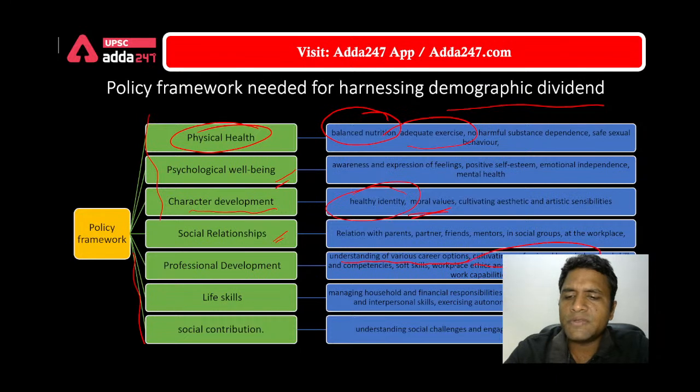Then there is cultivation of professional knowledge, hard skills and competencies, and soft skills you have to develop. You have to ensure that you are able to speak well. You have to make sure workplace ethics and attitude remain intact. You should ensure that you are learning new skills, developing yourself, building your capacity, and working with the team as well.